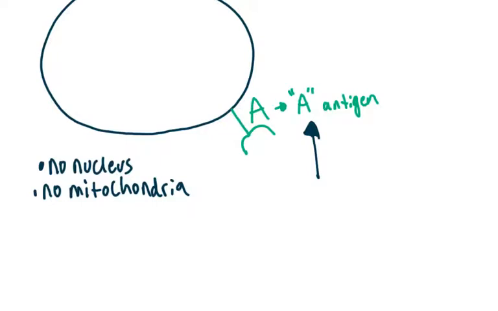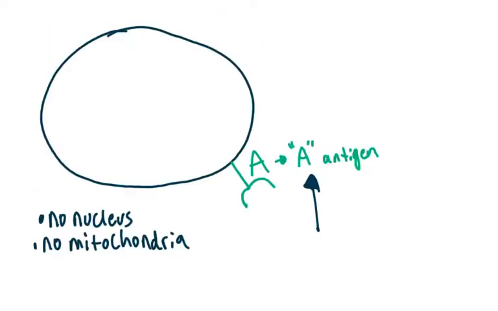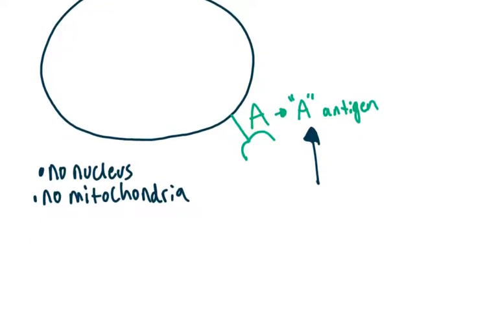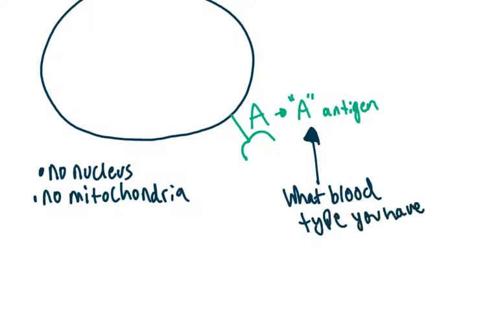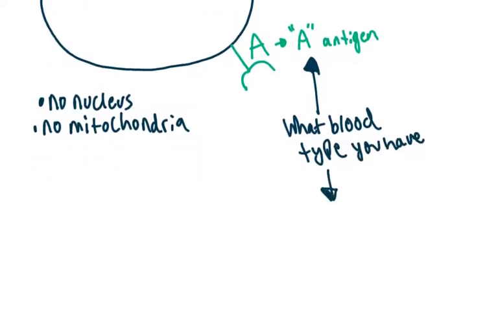So it recognizes that my host red blood cells have an A antigen on them, so I need to make the B antibodies. The A antigen pretty much tells us what blood type you have, depending on the antigen on the surface of your red blood cell, and it helps the immune system make antibodies against the other antigen that you don't have.